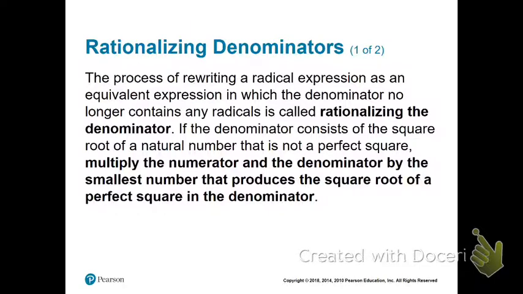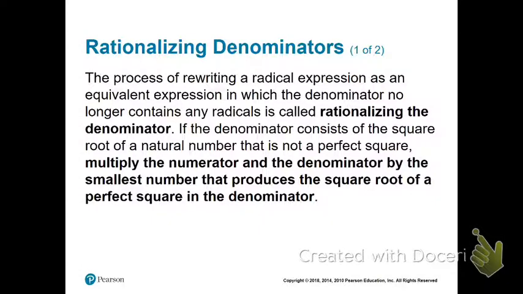Now, rationalizing denominators. It says the process of rewriting a radical expression as an equivalent expression in which a denominator no longer contains a radical is called rationalizing the denominator. So when we have a fraction, guys, you can't have a radical on the bottom, so you've got to get rid of it. You've got to move it from the bottom to the top, and in order to do that, it's called rationalizing the denominator.